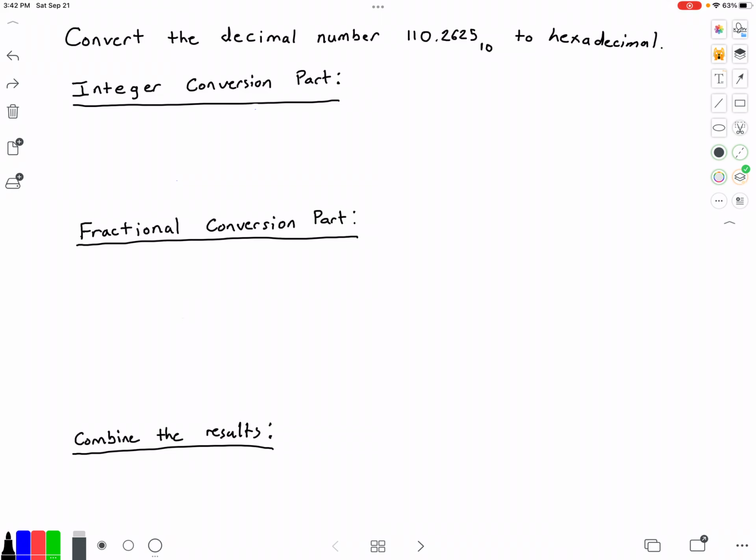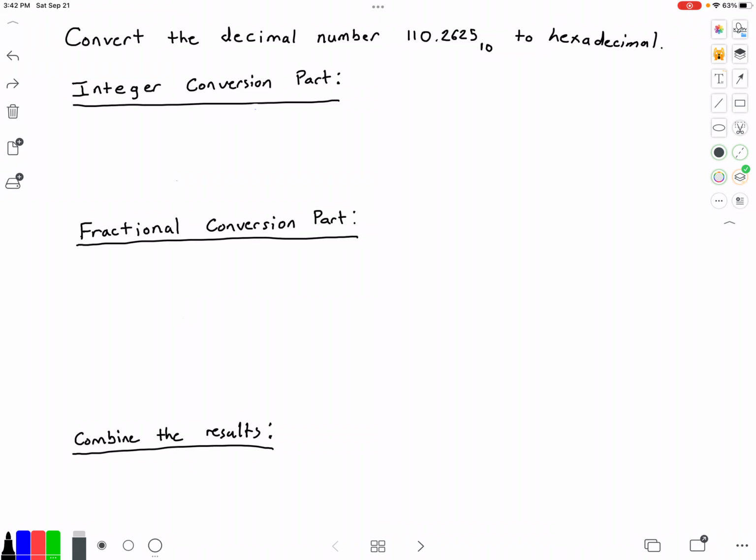So here I want to convert the decimal number 110.2625 in base 10 to hexadecimal. All right, so to do this we need three parts. We need to do an integer conversion part, then a fractional conversion part, and then we need to combine the results.